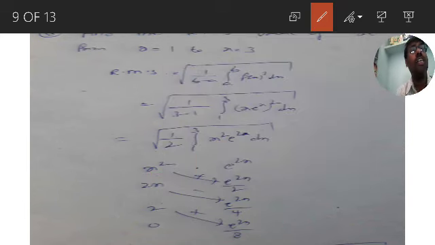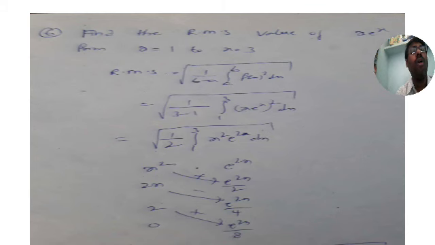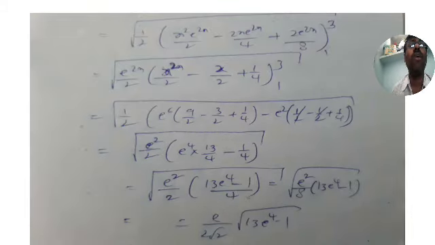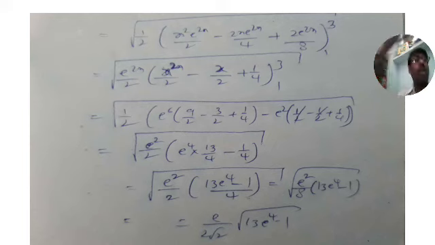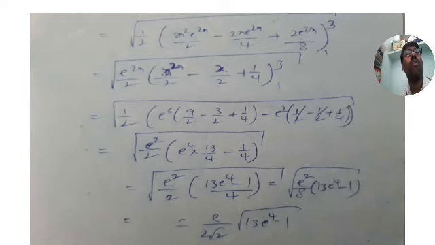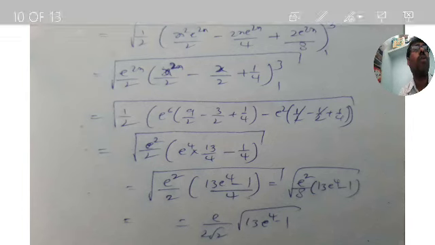You got the integration. Now substitute upper limit minus lower limit, 1 to 3. So square root of 1 by 2 into x square e power of 2x by 2 minus 2x into e power of 2x by 4 plus 2 into e power of 2x by 8 from 1 to 3. So this is upper limit minus lower limit. So e power of 2x common, that is e power of 2x by 2 into what will we get? E power of 2x by 2, x square by 2 minus x by 2 plus 1 by 4 from 1 to 3.